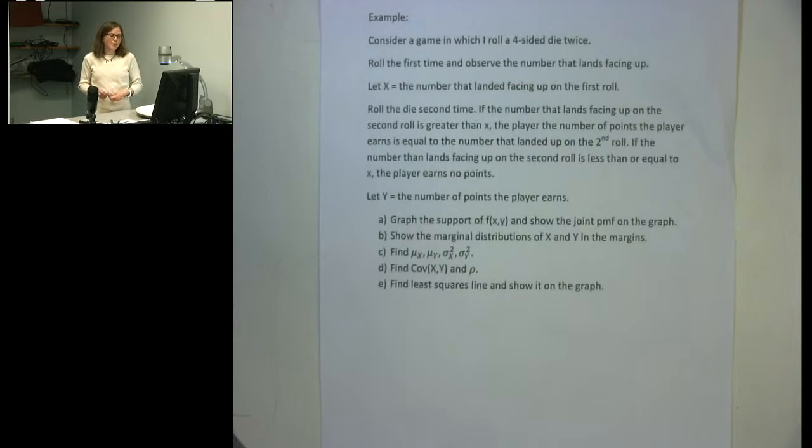I am going to show the marginal distributions of X and Y in the margins. I am going to find the mean of X, the mean of Y, the variance of X and the variance of Y. Then I will find the covariance of X and Y and the correlation for X and Y. And then finally I'll find the least squares line and show it on the graph. So we go through a full example with all the things that we've been doing.